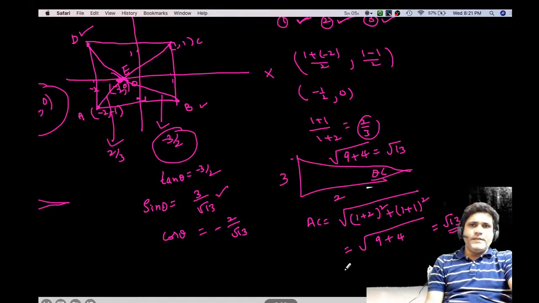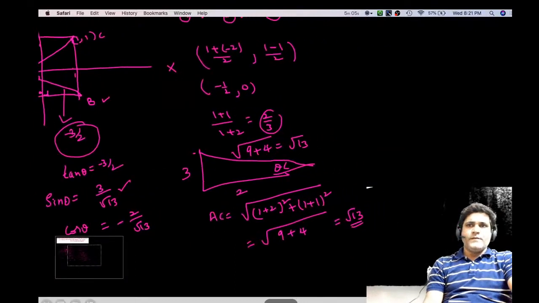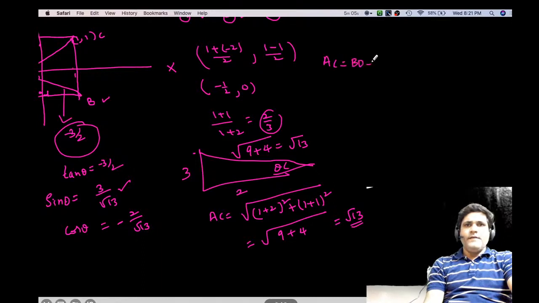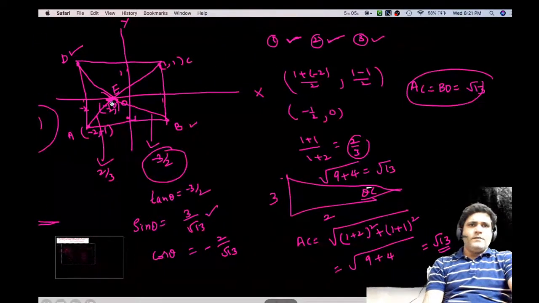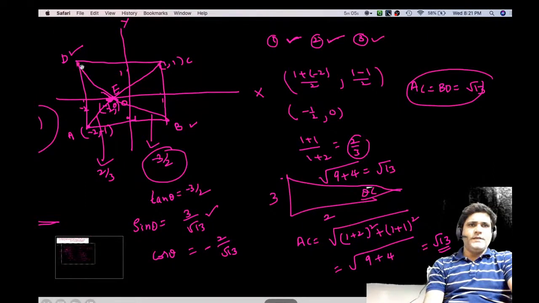The length of BD is also equal to root 13 because diagonals are equal in a square. So AC is equal to BD is equal to root 13.